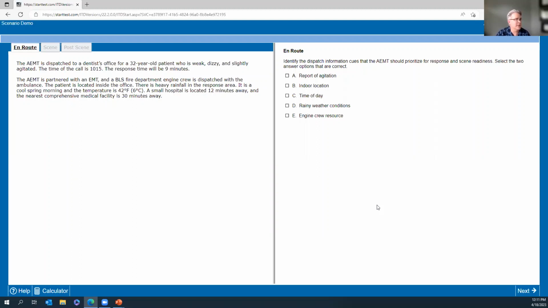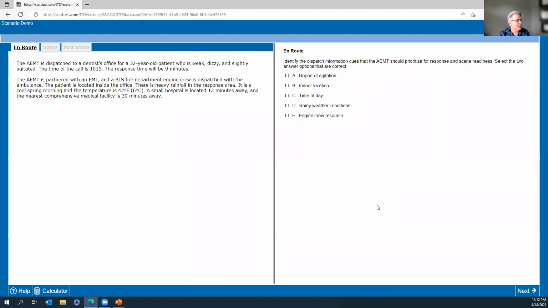And so let's just read this. So the en route information that's provided says the AEMT is dispatched to a dentist office for a 32-year-old patient who is weak, dizzy, and slightly agitated. The time of the call is 10:15. The response time is 9 minutes. So we kind of have got the setting there.